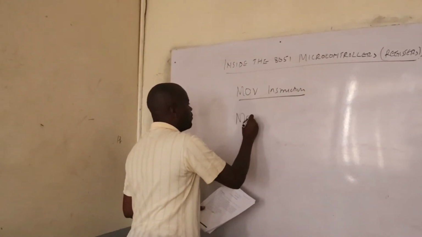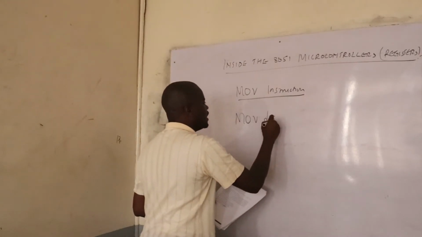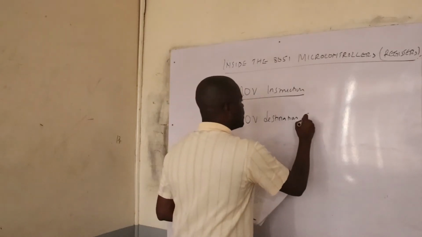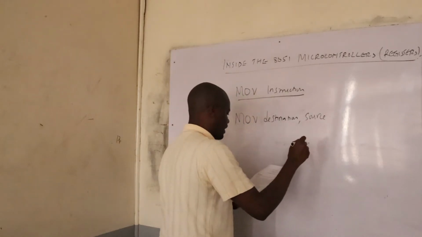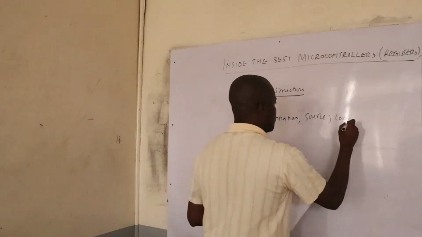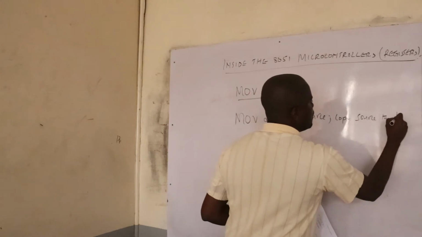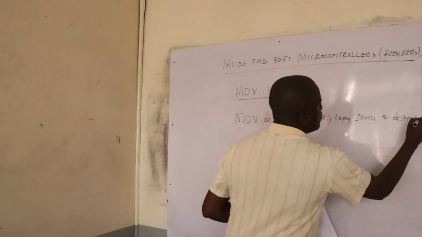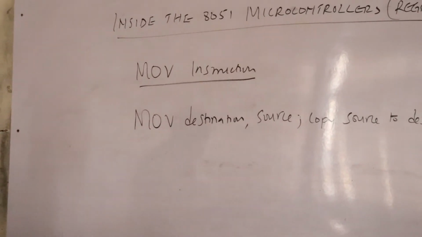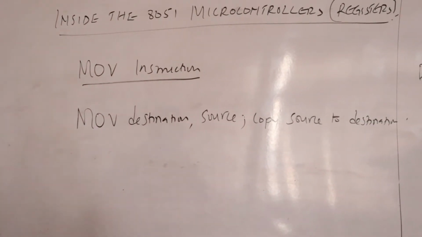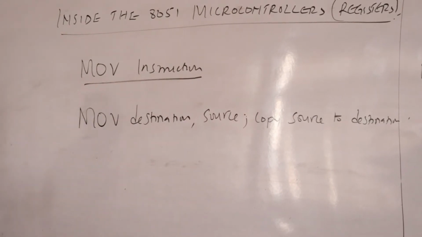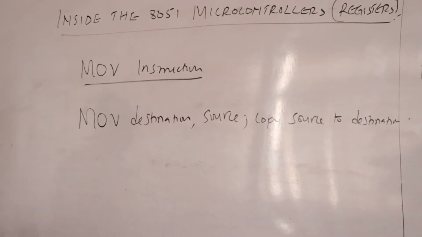We usually have MOV, then destination, comma, source. What it does is copy source to destination. That is what the move instruction is all about. This particular instruction tells the CPU to move, or in reality, copy the source operand to the destination operand.